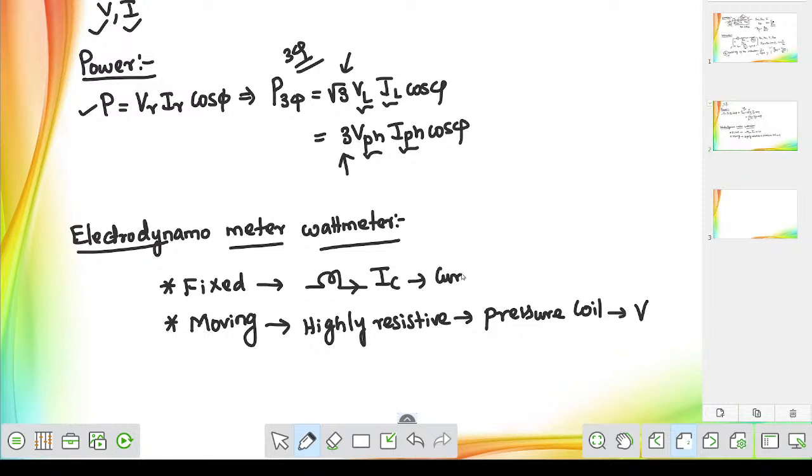So this is called current coil. Fixed coil is also called current coil. Moving coil is also called pressure coil. That is another two important points that you must keep in your mind.